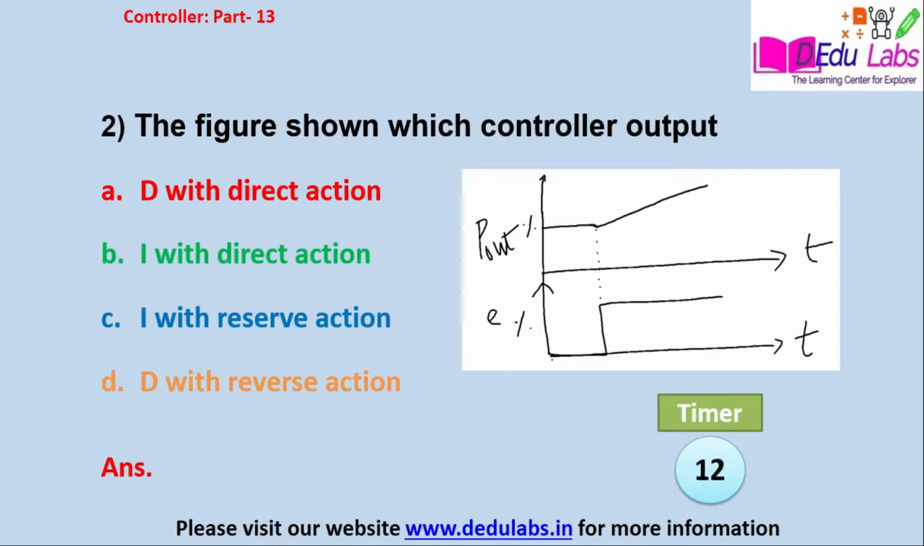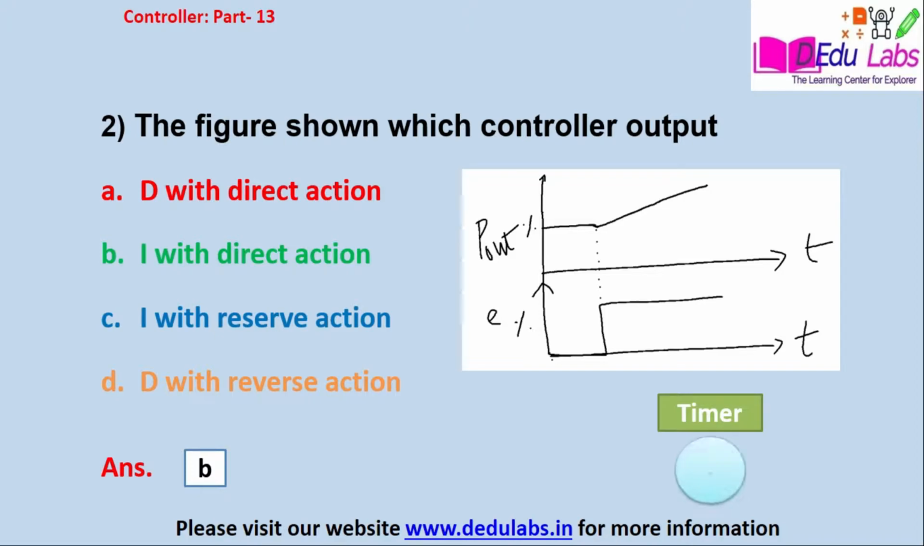The answer is option number B, that is an integral controller with direct action. See, as shown in the figure, the lower part represents the error signal in percentage with respect to time. Similarly, the top portion of the waveform represents the controller output, that is P out in percentage, with respect to time. Initially, the error is 0, so the controller output is constant. After that, when the step change occurs, let us consider a 1 degree step change, or a 1 amplitude step change, or 1%.